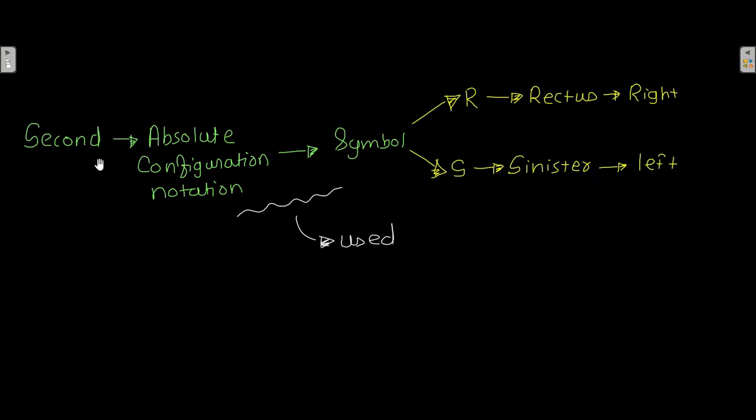Now there is a second absolute configuration notation which uses the symbols R and S. R stands for rectus, which means right in Latin, and S stands for sinister, which means left in Latin. This absolute configuration notation which uses the symbols R and S can be used in the case of proteins. That is your second absolute configuration notation.